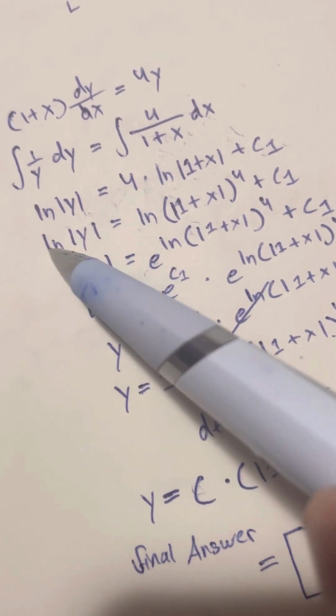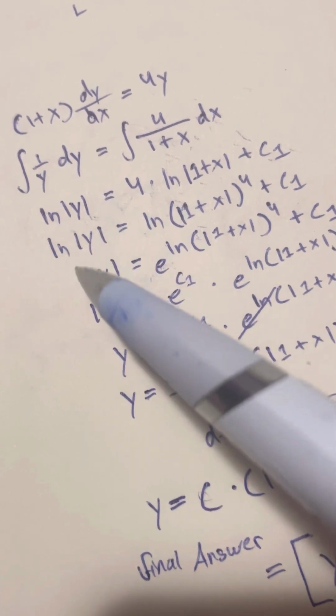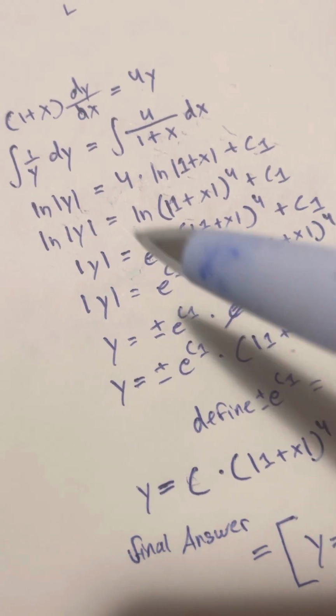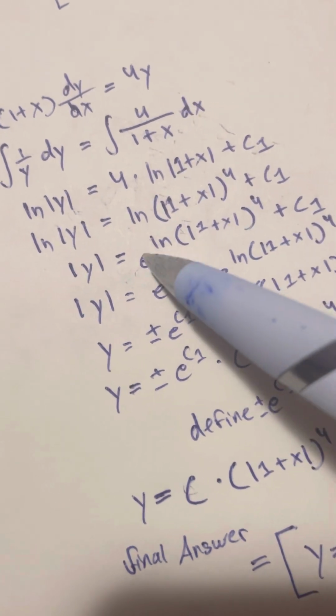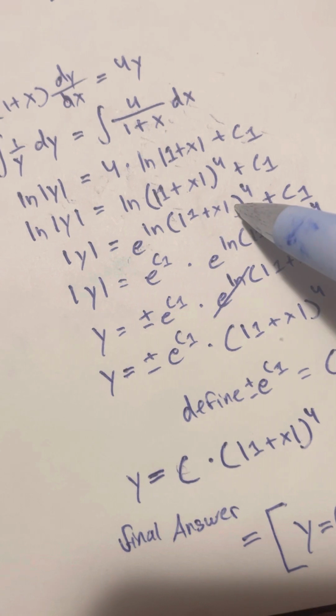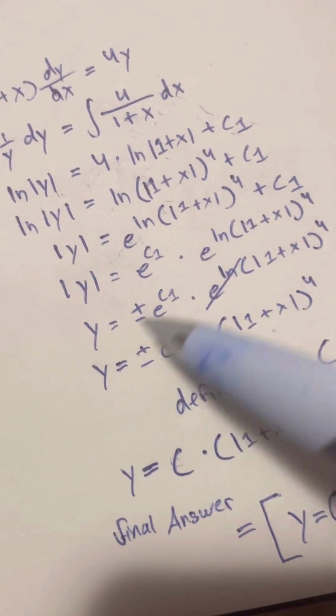And remember, there's a relation, like I said in the last video, between the exponential function and the logarithmic function, which is why you can remove the logarithmic function here as long as you add the exponential function to the right side. After doing that, we get this: e to the natural log of the absolute value of 1 plus x to the power of 4, plus c1.